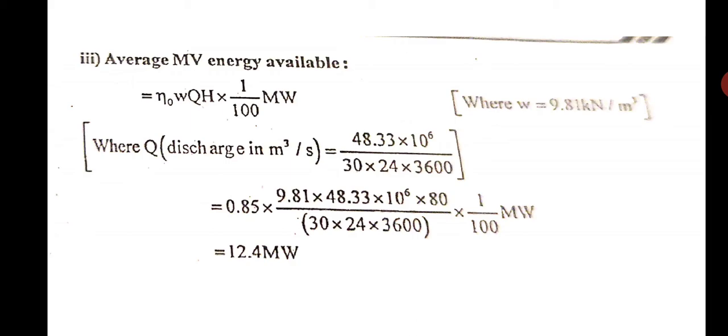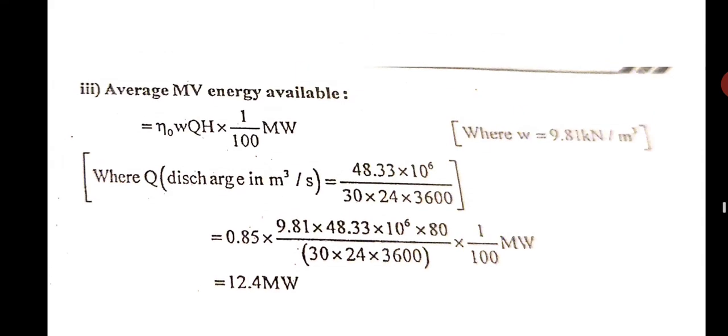So this is the average power which we can generate based on the average flow of 48.33 millions of meter cube per month. Okay, I would request you to please practice this numerical so that you will understand it better.